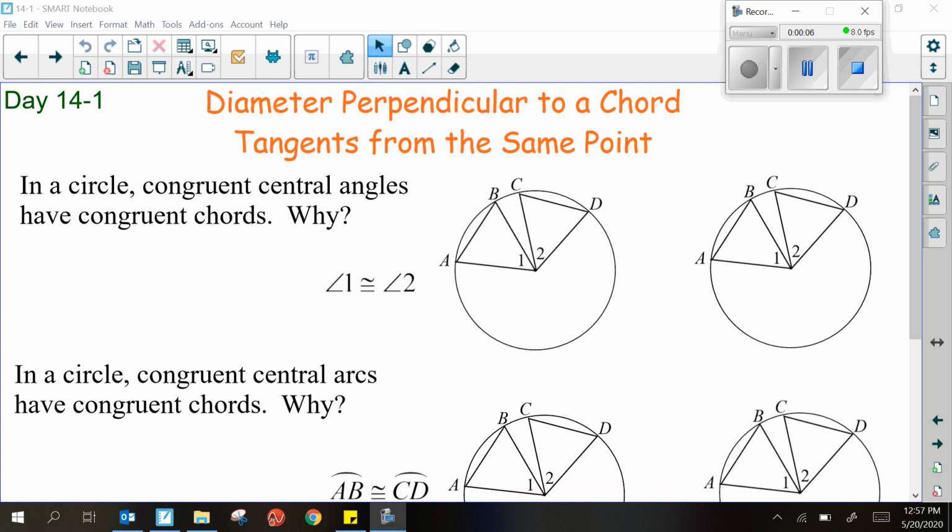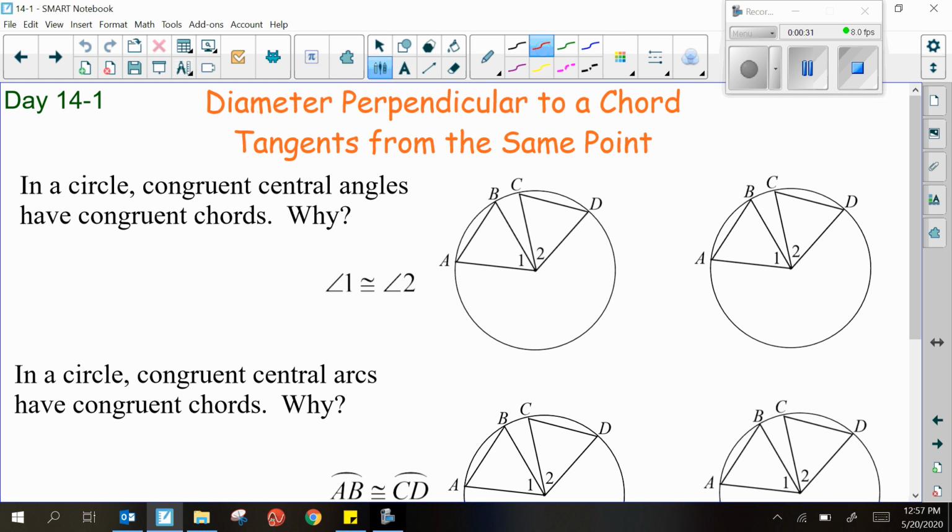This is unit 14. We're on day 1, and we're still working with circles. This is another unit all about circles. We're going to learn some new things about them. So we're going to start today with diameter perpendicular to a chord and tangents from the same point. I'm going to go through the theory behind why this works, and then we will get into the problems, which hopefully you'll find to be pretty easy.